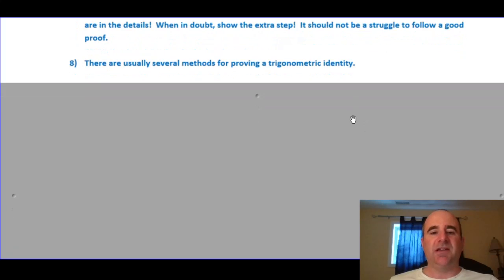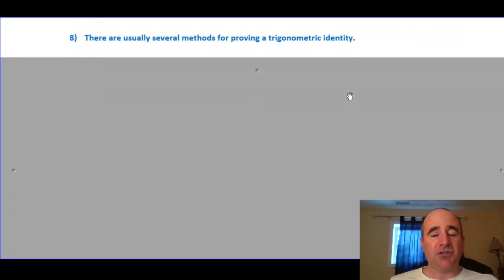And there are usually several methods for proving a trigonometric identity. There are lots of solutions. Just because someone else has done something different doesn't mean that you are necessarily wrong. There's lots of ways to do these. Okay, let's look at another example.